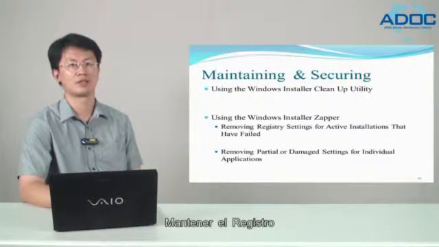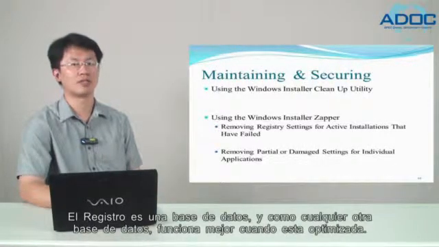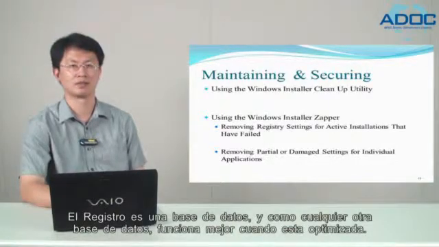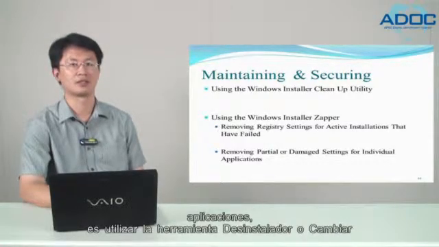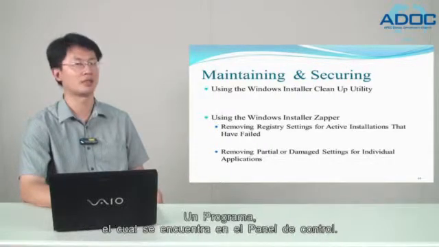Maintaining the registry: the registry is a database, and like any other database, it works best when it is optimized. One way to uninstall components, services, and applications is to use the Uninstall or Change a Program utility in Control Panel.